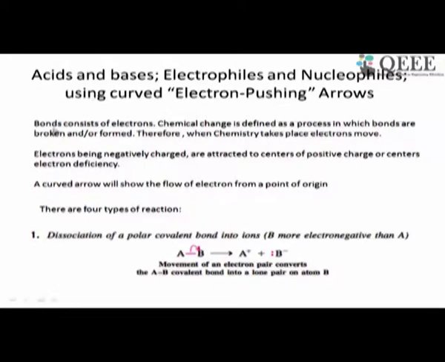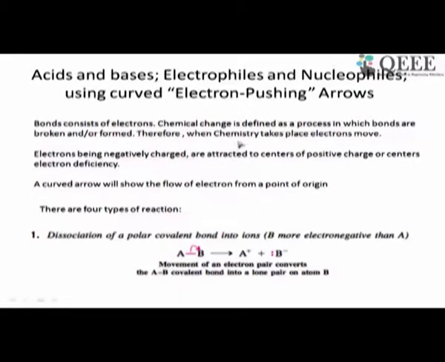Generally, for representing a reaction we use electron pushing arrows, because bonds consist of electrons. Electrons are what is responsible for the formation of a bond. Chemical change is defined as a process in which bonds are broken or formed. Therefore, when chemistry takes place, electrons move. So that's where the chemistry is happening. Movement of electrons is what chemistry is.